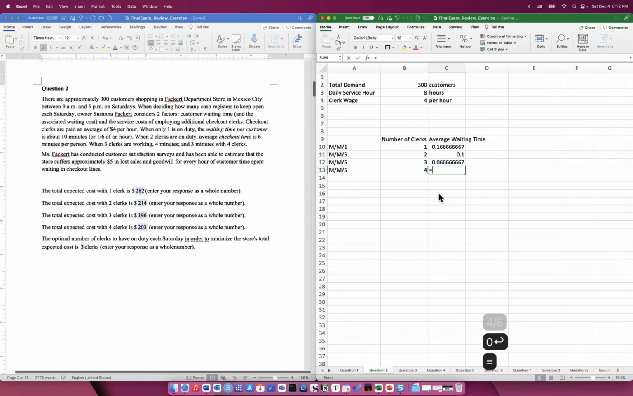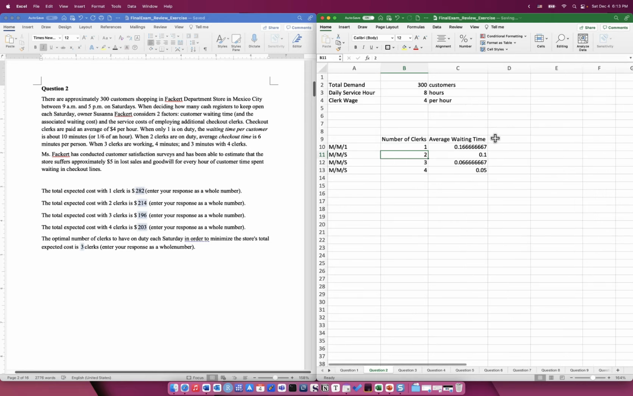And when there are 4 clerks, it's going to be 3 out of 60. So this is decreasing, which is a good sign. But which scenario is going to give him the least total cost? We need to calculate that. I think that's what the problem is expecting.